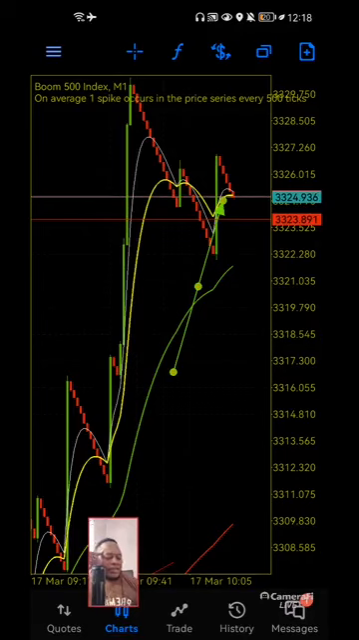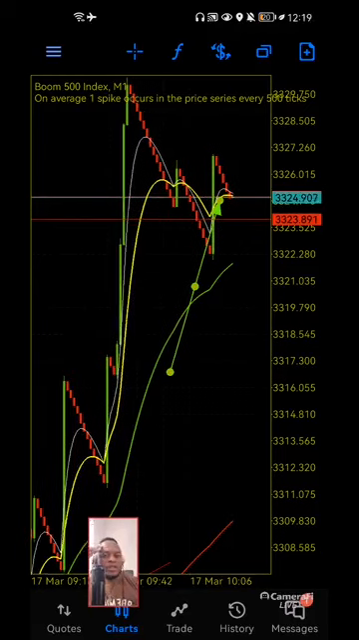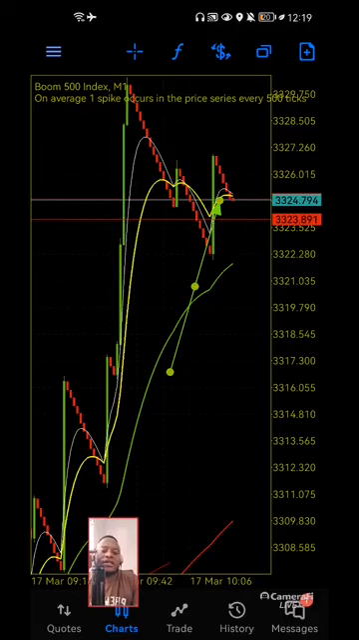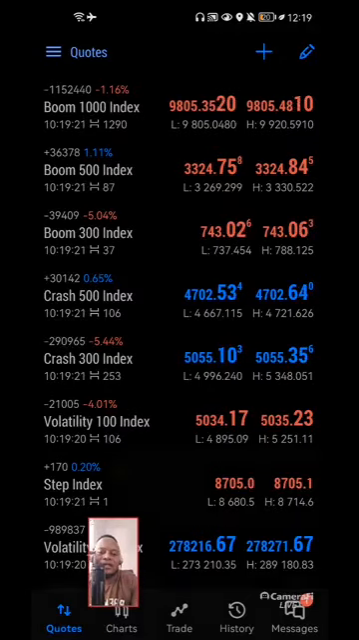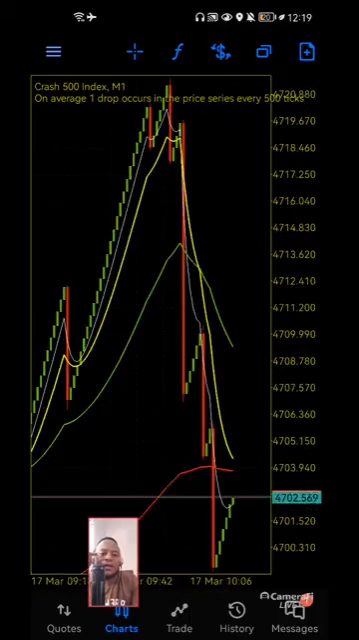So there it is. Let me check what Crash 500 is doing, then we put it on screen. Crash 500 has been going down now, so let's quickly check Crash 500. You realize that.